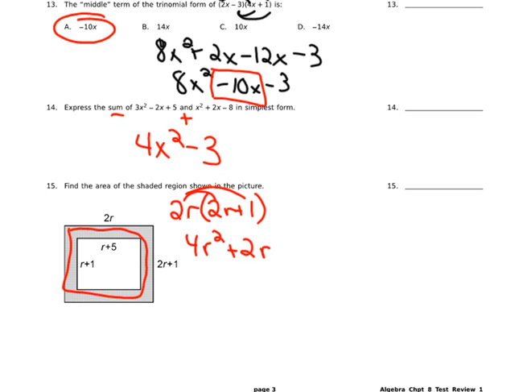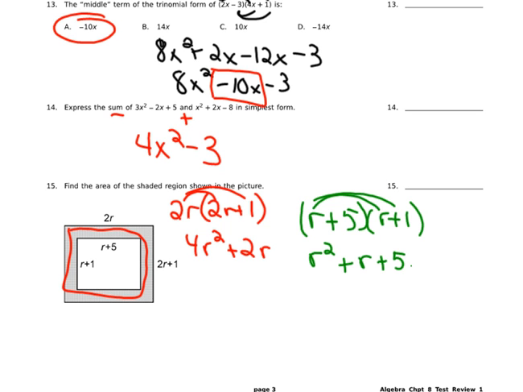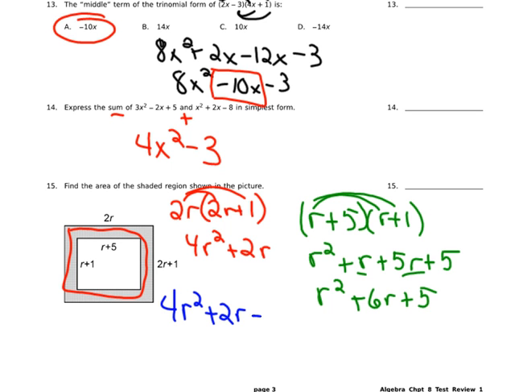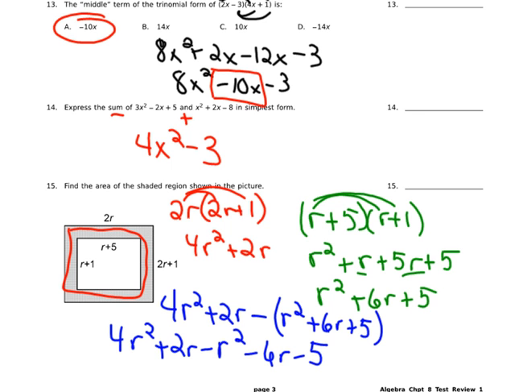I'm going to find the area of the smaller one, r plus 5 times r plus 1. Do your distributive property, r squared plus r plus 5r plus 5. Put the like terms together, 6r. So now I have to subtract 4r squared plus 2r minus this whole thing. So that's why I'm putting it in parentheses, because now I have to distribute my negative sign. So 4r squared plus 2r minus r squared minus 6r minus 5.